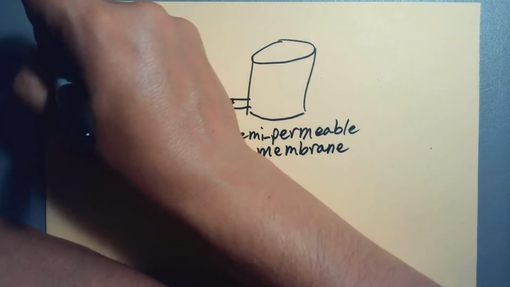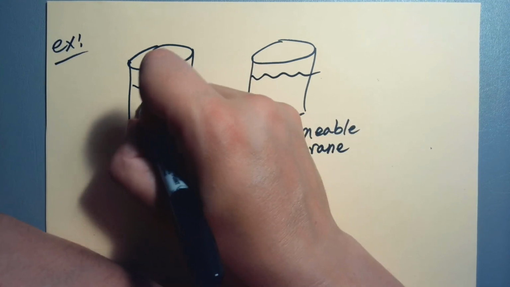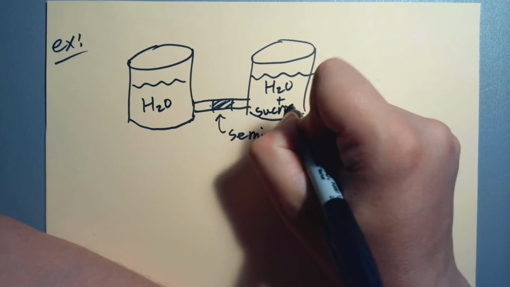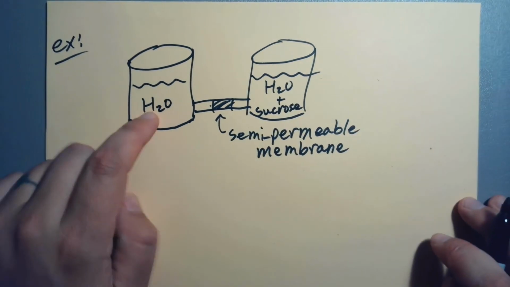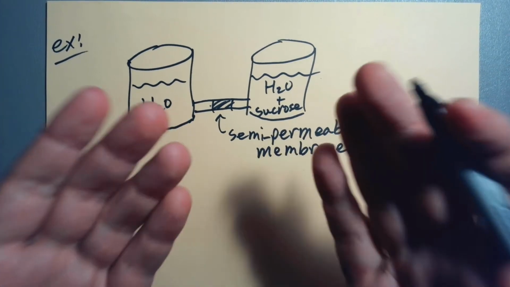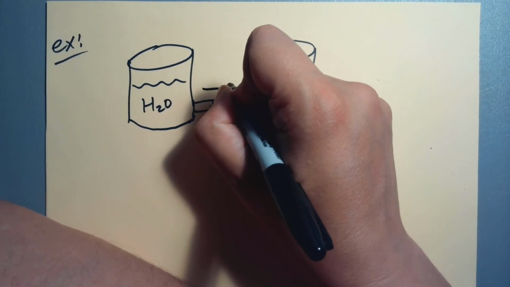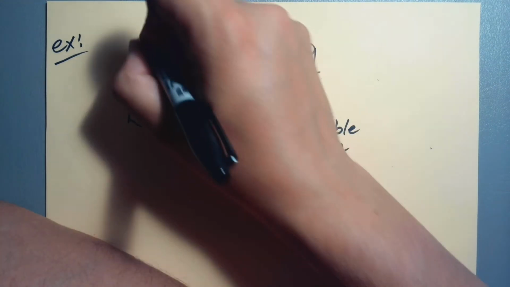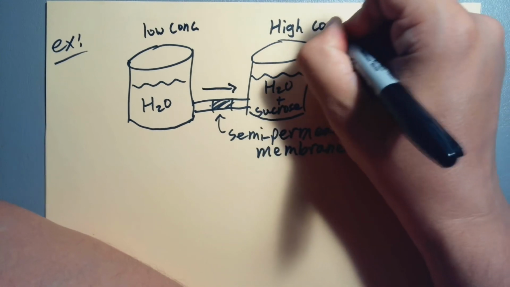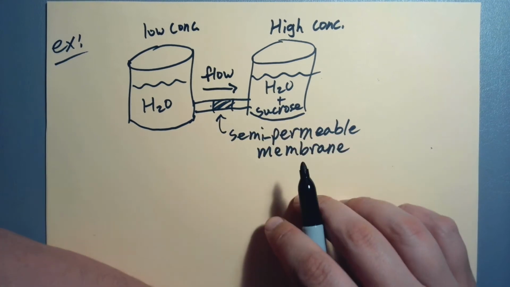So, if I have two solutions here, I just set this up, and I have water over here, and I have water plus, say, sucrose, table sugar. There are no solutes here. There are solutes here, so they have an uneven concentration, so osmosis is going to occur, and it is going to flow from low to high concentration. So over here is my low concentration. This is my high concentration. And so my solvent is going to flow more to the right than back to the left.